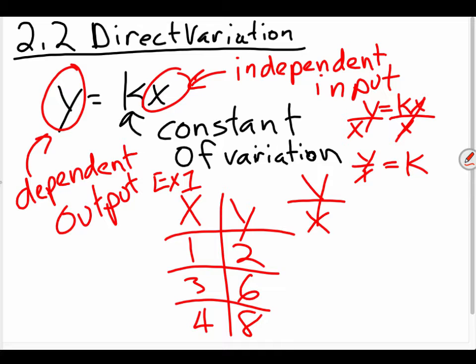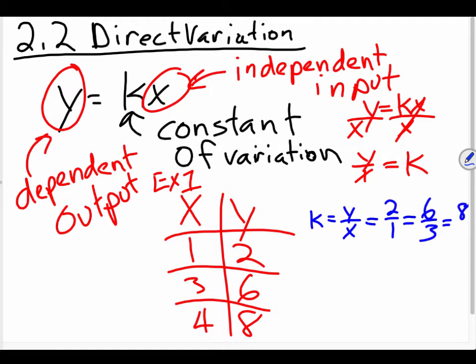Y will always be manipulated in such a way. So if I look at the y over x of these numbers, which is really my constant of variation, the first one I'm going to have is 2 over 1. The next one would be 6 over 3, and the next one will be 8 over 4. Now if they all equal each other, awesome. Whatever that number is is the constant of variation, which is what? 2. See how that works? Any questions on that?